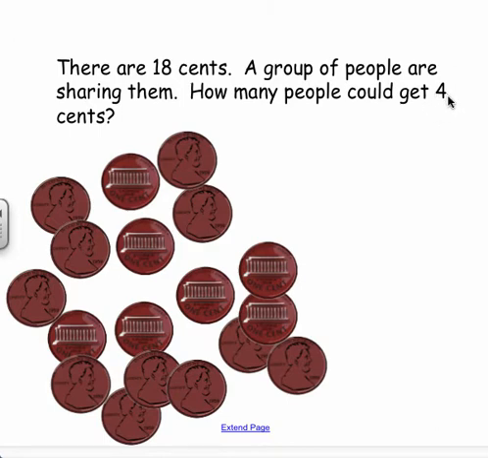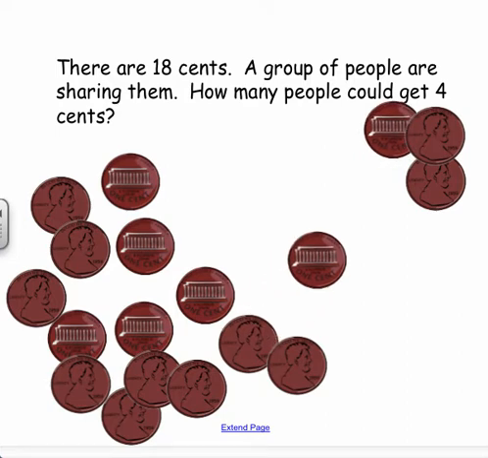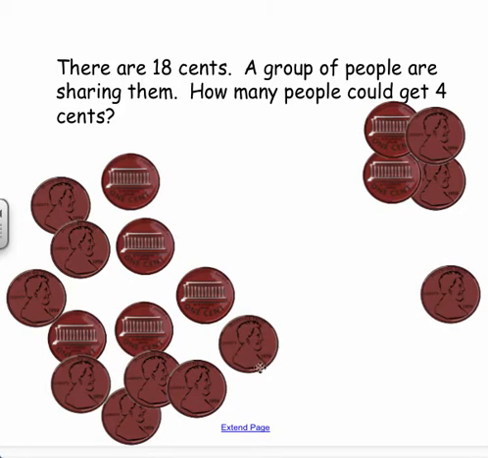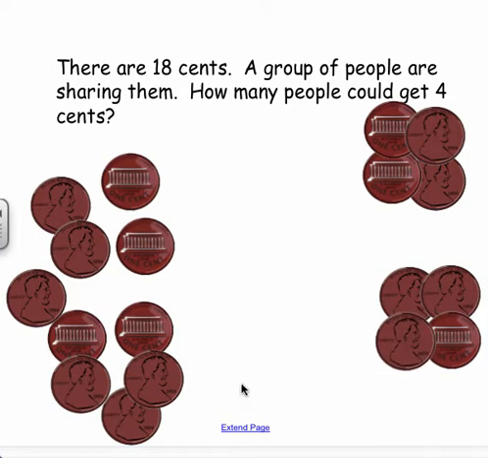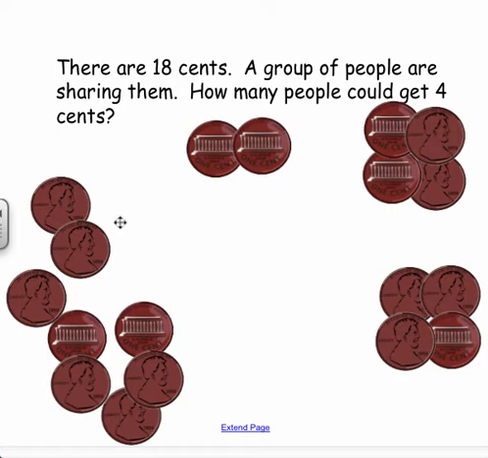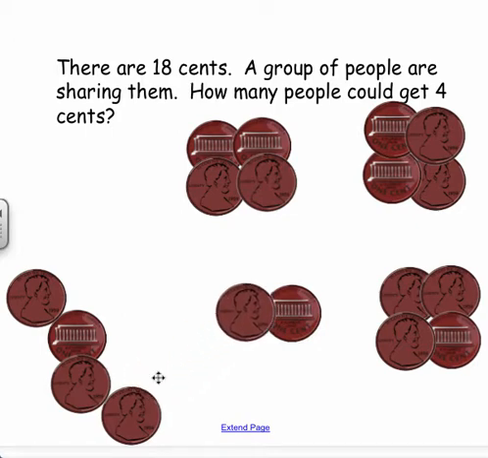So what we can do is take these pennies and put them into little groups of 4. I know this person will get 4 cents, so I'm going to put one group of 4 here. Another person will get 4 cents because each person is getting the same amount of pennies. So we're going to put one little group aside for that person. We're going to set one group over here for the next person. And one group over here for this person.